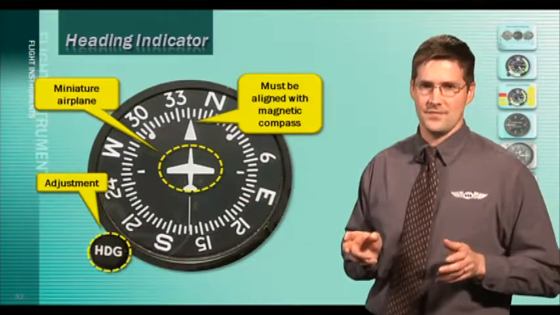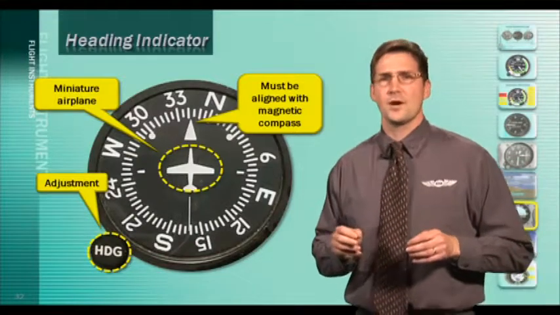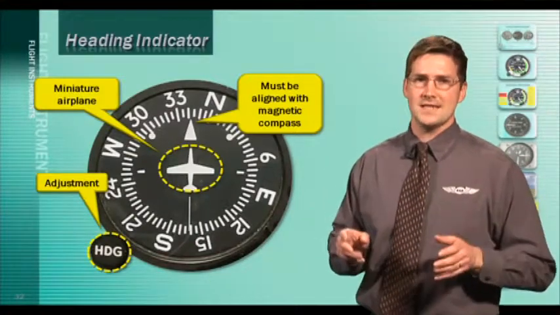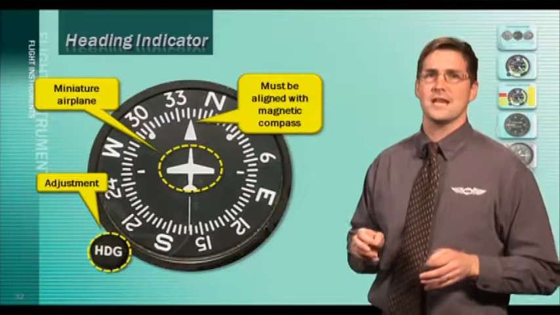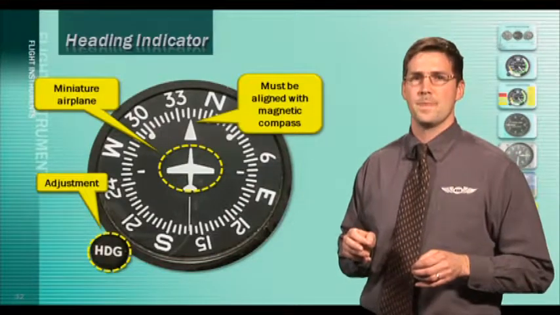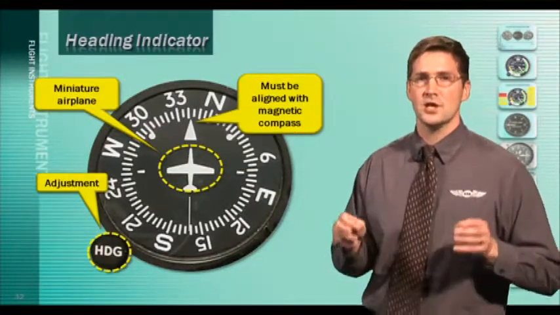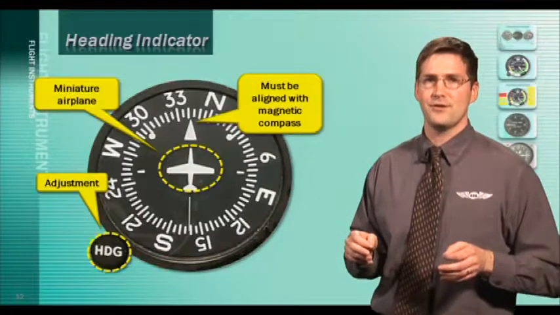gyro precession. Some instruments precess quicker than others, so you need to check these every 10 to 15 minutes in straight and level unaccelerated flight. The heading indicator should precess no more than about 3 degrees every 15 minutes.